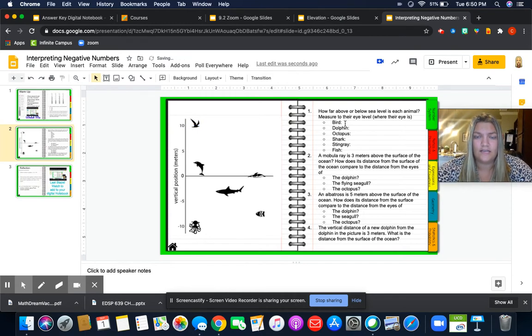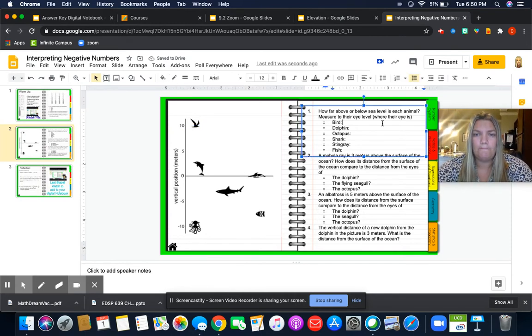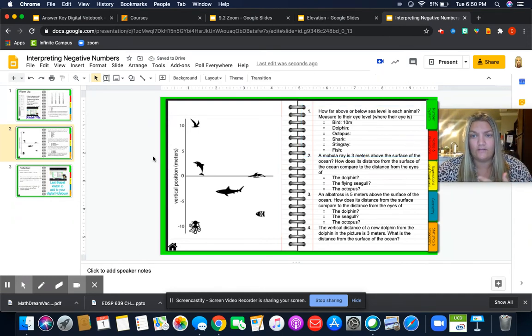So you would just say over here, bird is at 10 meters, and do the same thing for the rest of the animals. Be sure you're using your units, and if it is below sea level, that you indicate the negative, because it's really hard to do the rest of the questions if your original numbers are not correct.